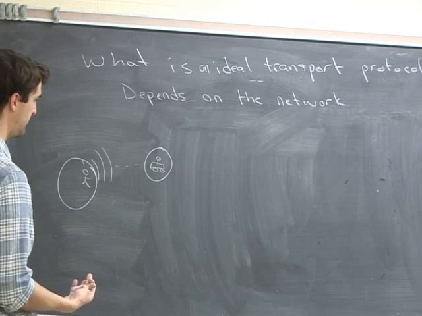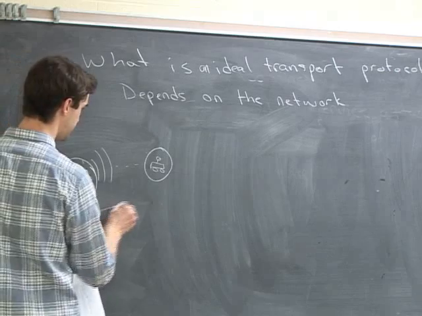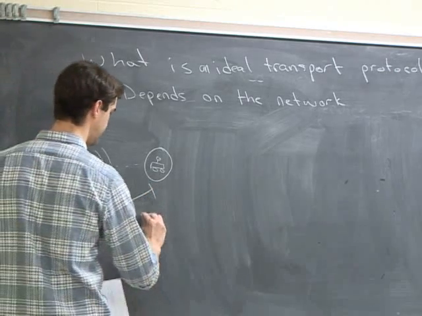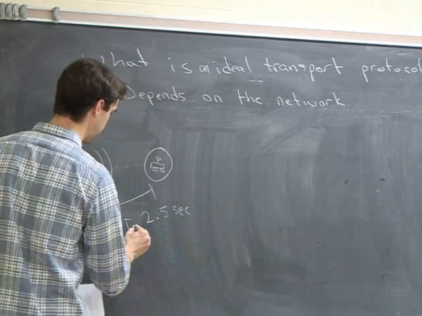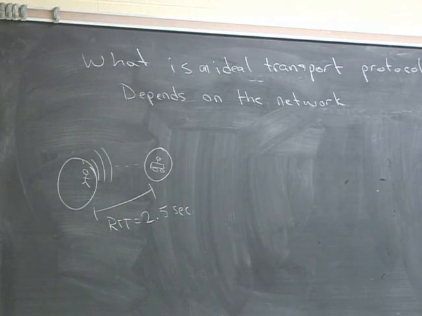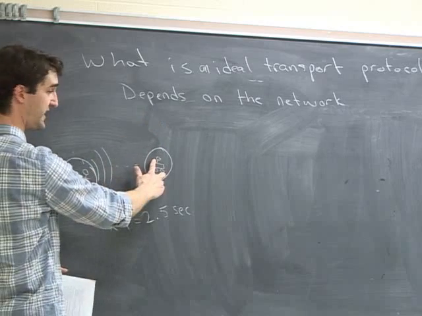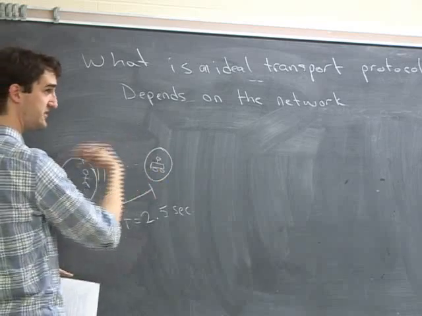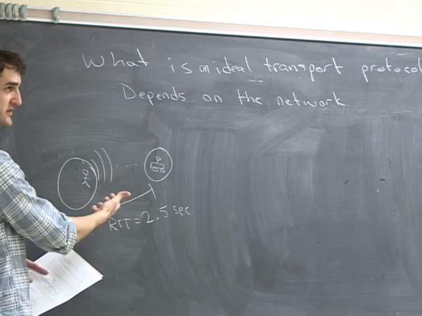So is TCP a good transport protocol in this setting? No, it's not. The reason is that the round trip time between the Earth and the moon is at least 2.5 seconds. In order to ramp up our TCP window, we'd send one packet and then wait 2.5 seconds to hear a reply, then send two, and so on. And that's really not practical in this case.